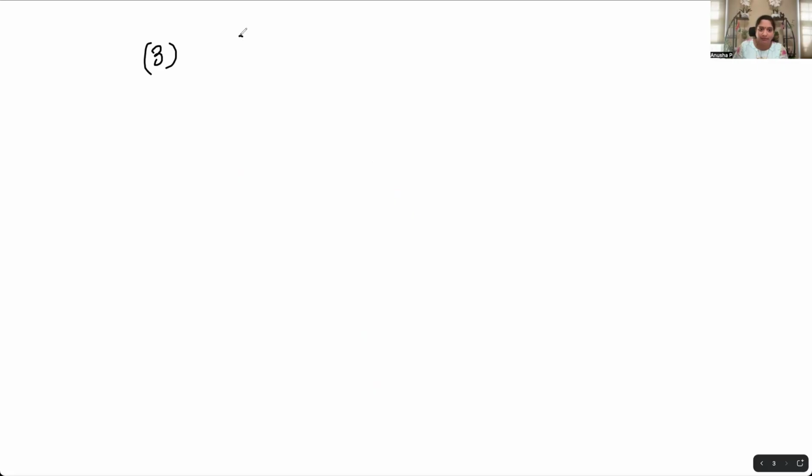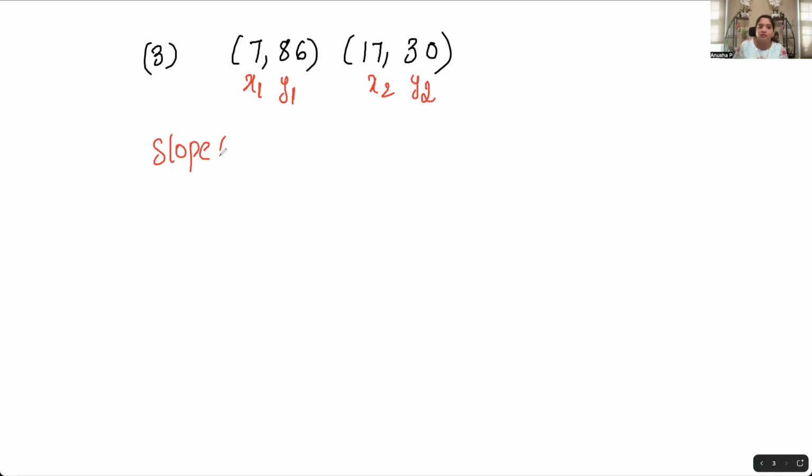The third example, 7 comma 86 and 17 comma 30. The first step, label the points. First point we are labeling as x1 y1, and the second as x2 y2. And the formula for the slope m, or other name is rate of change.